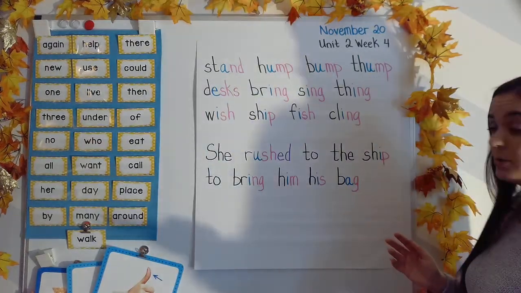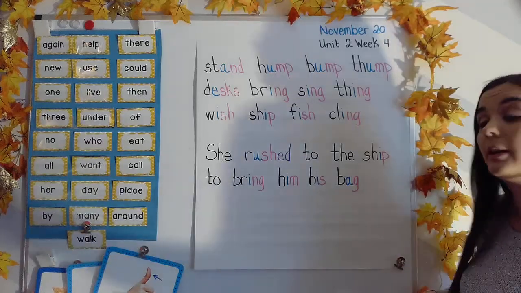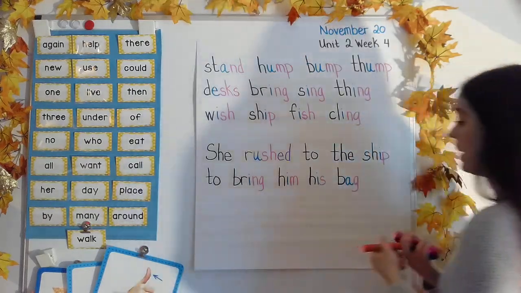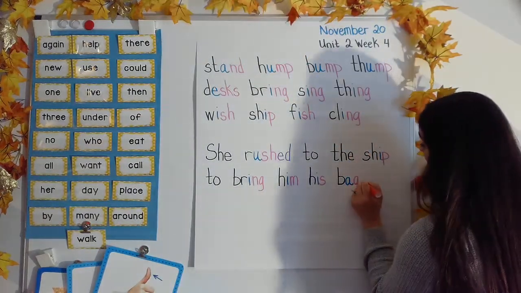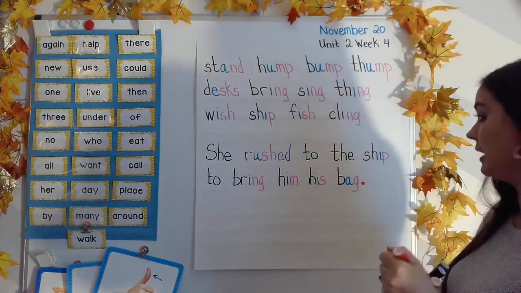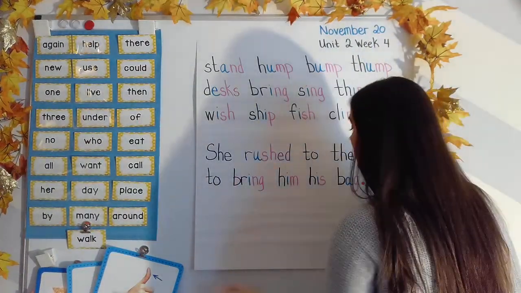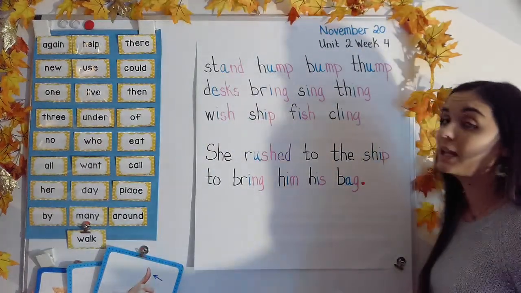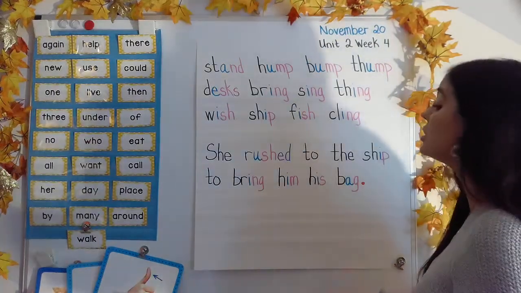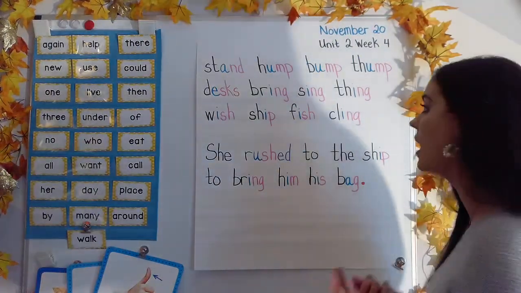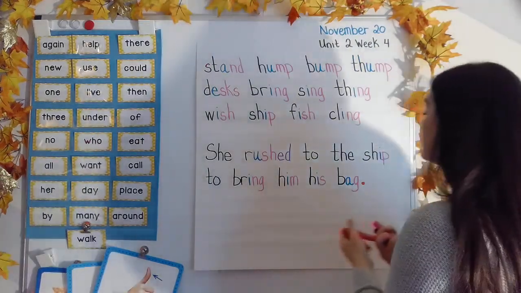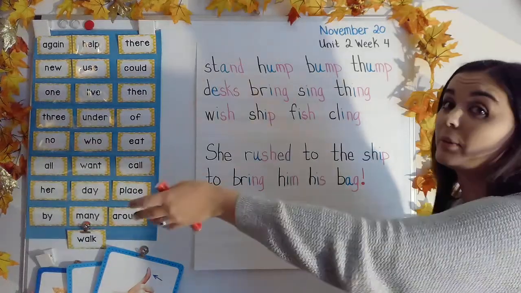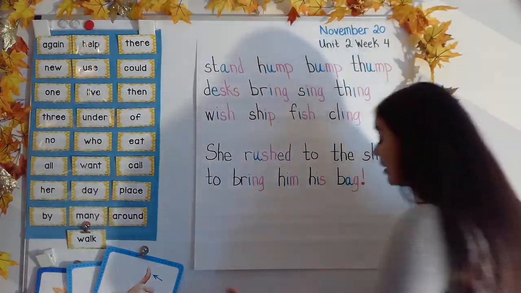So we need some kind of punctuation. We could have a period, okay, because it's telling us something. She rushed to the ship to bring him his bag. Because he forgot it at home. So she had to rush to that ship so that he could have his bag when he traveled across the ocean. But we could also use an exclamation point because we might be saying this with a whole lot of oomph. Like she rushed to the ship to bring him his bag. He almost forgot it. It's a good thing that she rushed over to that ship so that he could have his bag. Otherwise, he would go all the way across the ocean and wouldn't have any clothes.